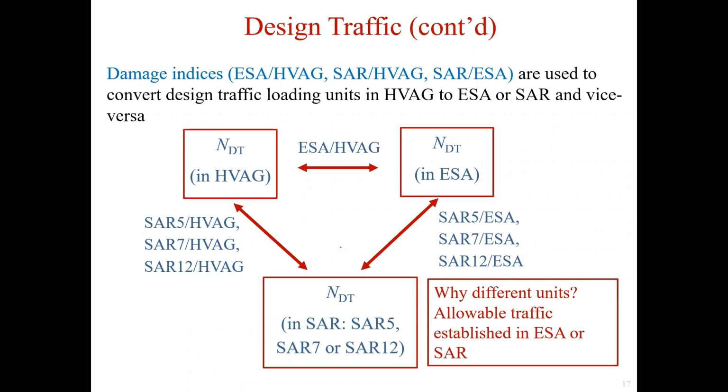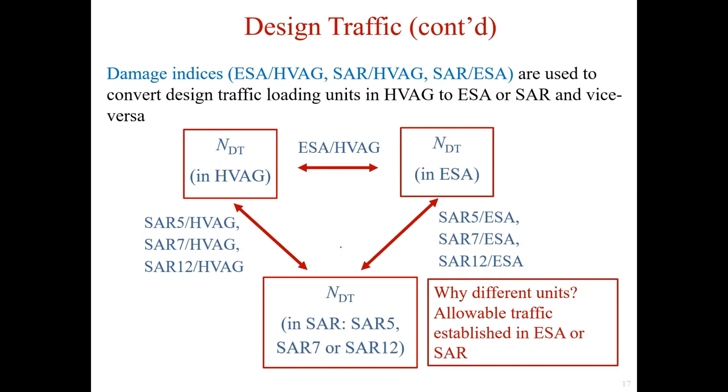If we want to convert the design traffic loading units in HVAG and SAR, and vice versa, we need to use the damage indices: ESA over HVAG, SAR over HVAG, and SAR over ESA. This is the triangle relationship between NDT in HVAG, NDT in ESA, and NDT in SAR.